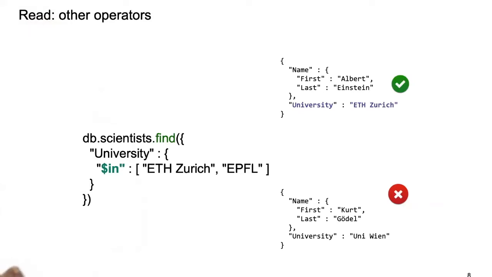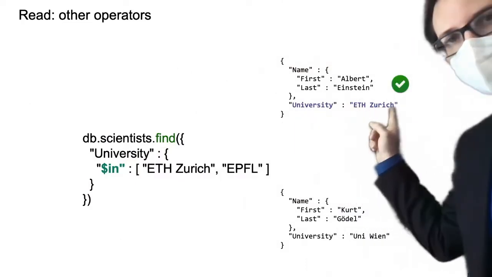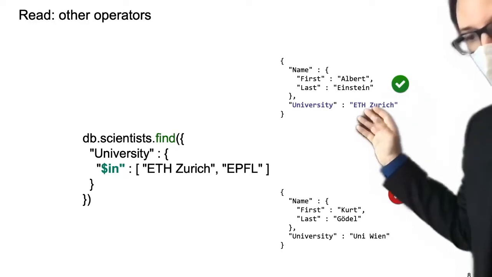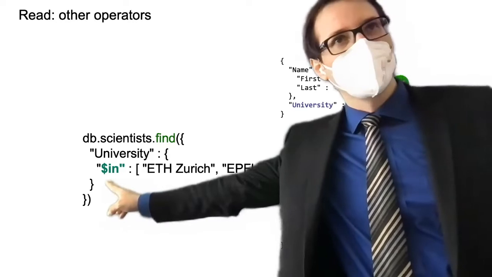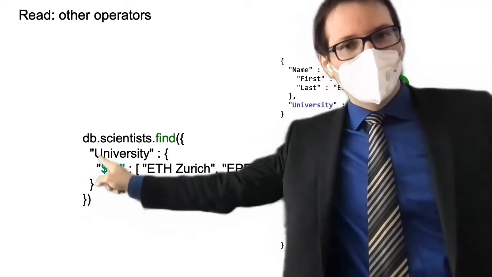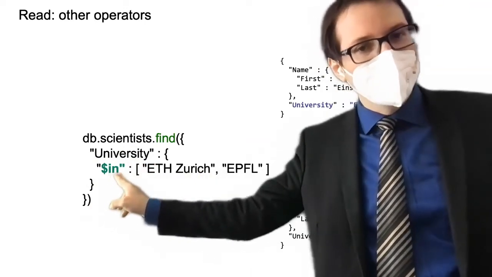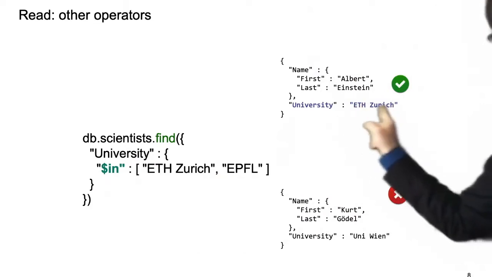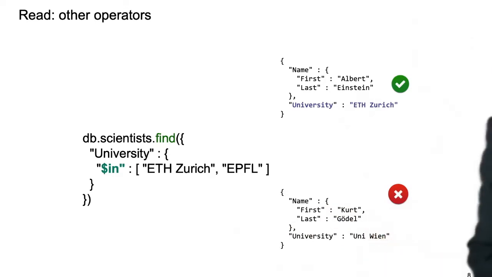right? Something else you can do is, if you want to, for example, look for specific values in there, but you want to allow multiple values, then you can use this dollar operator. So you remember that the dollar is special, and you can say that the value for university is one of these. So it's dollar in that array. So it's either ETH Zurich or EPFL. So this is why this is going to be accepted, and this not, because it's neither ETH Zurich nor EPFL right there. Okay, everything clear?